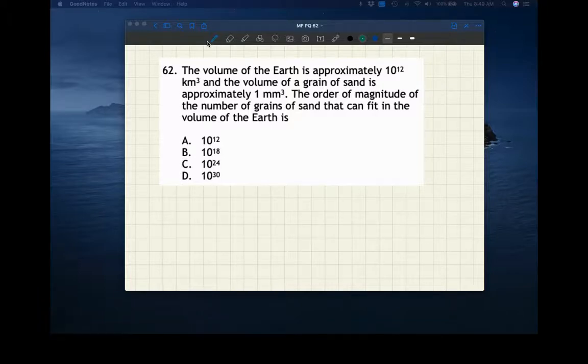In this particular question, we're asked about the volume of our dear Earth, our pale blue dot, and we're asked how many grains of sand there are. Now, we're given the volume of the Earth in cubic kilometers, and then we're given the volume of a grain of sand in cubic millimeters. So, to answer a question about the relative volumes of these, they need to be in the same units.